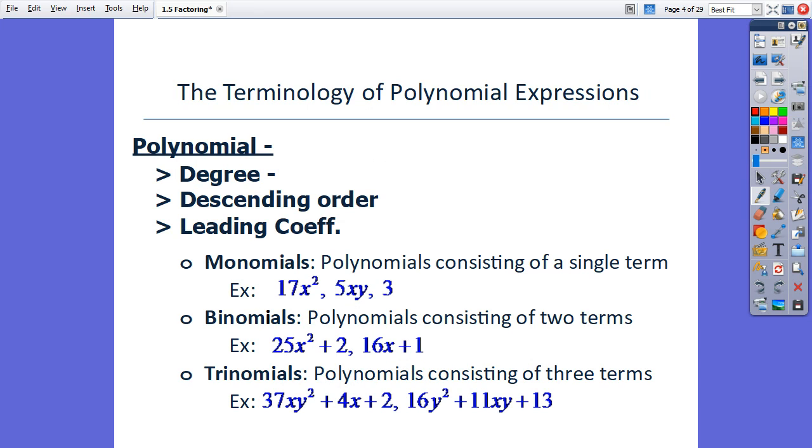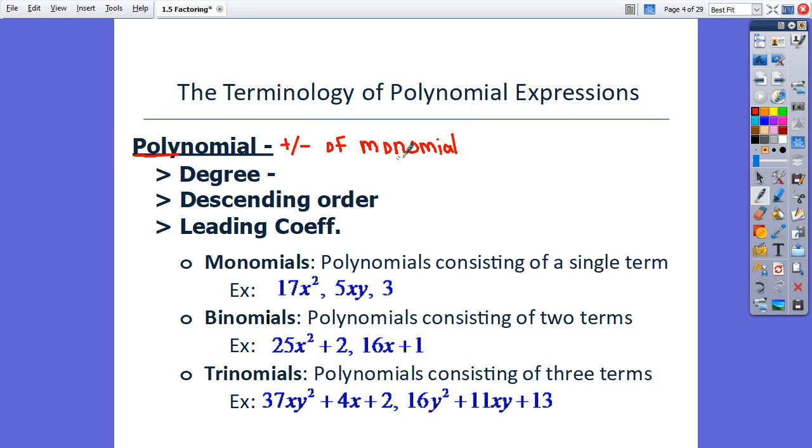Now, what a polynomial is really, is a collection of monomials. So it's the sum or difference of monomials. And so a polynomial is the addition and subtraction of monomials. Now, it could be a single monomial, which is crazy because when we think of polynomial, we think of more than one. But a monomial is a polynomial.